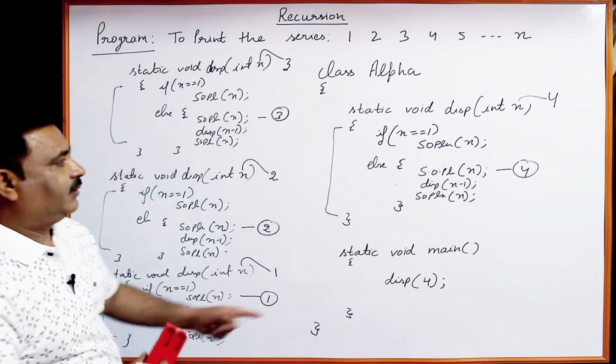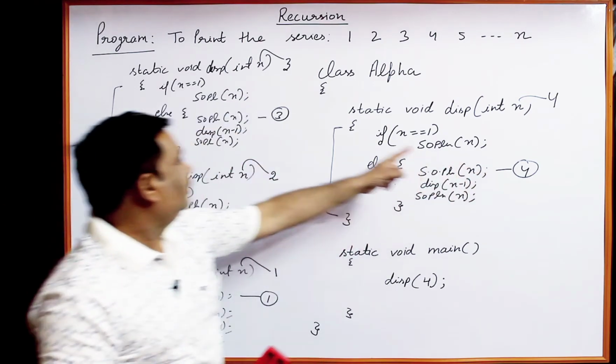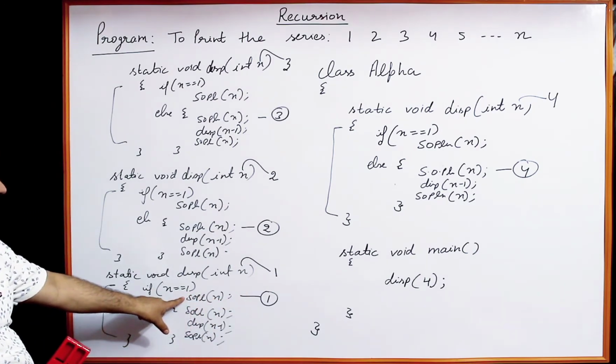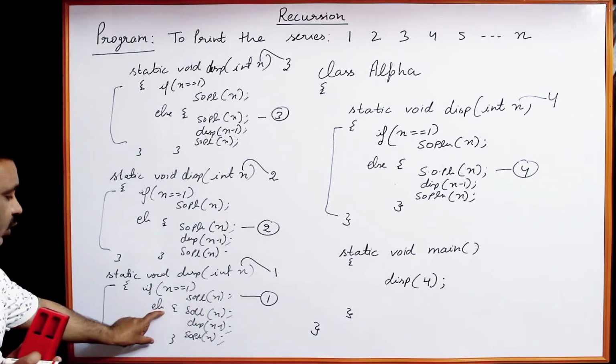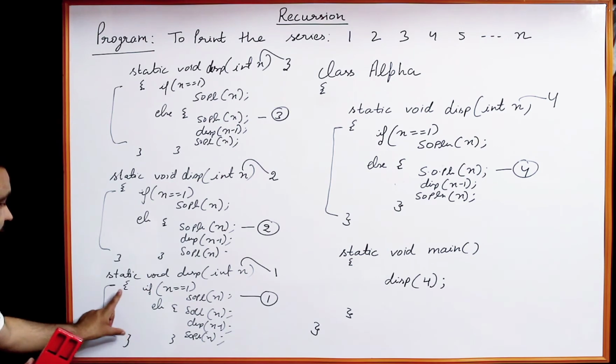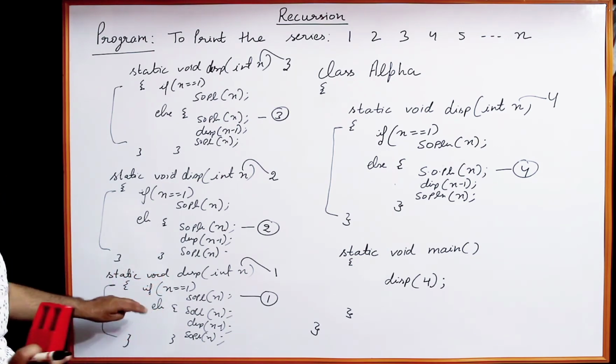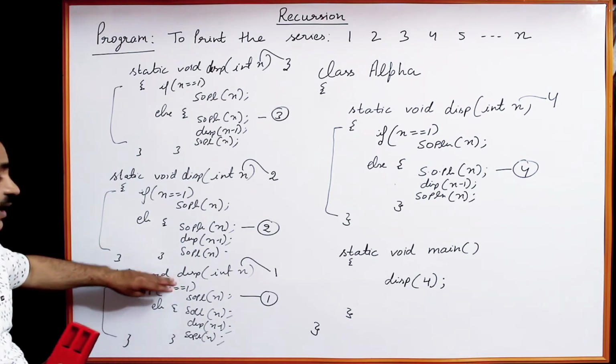So now you observe, first it is printed 4, then 3, then 2, then 1. After printing 1, else will not execute, this curly bracket will execute, it means the work of this function is now finished. It will be removed from the stack. This is the last function call.